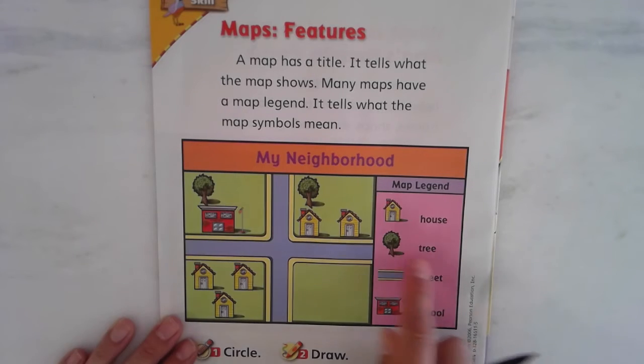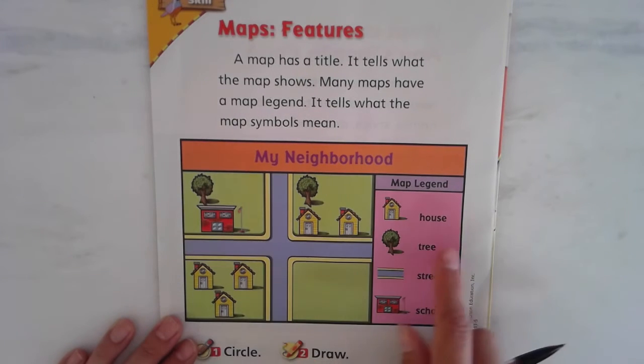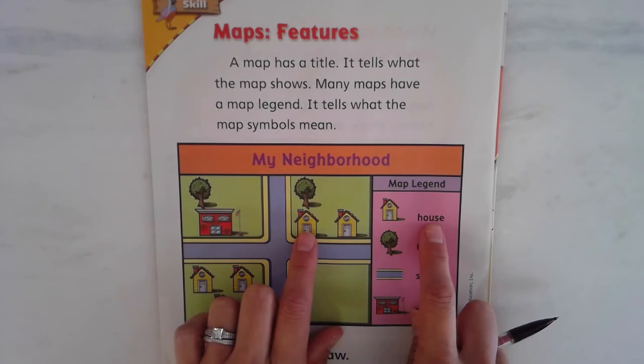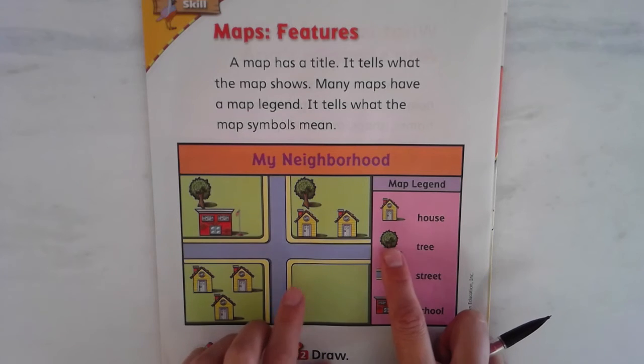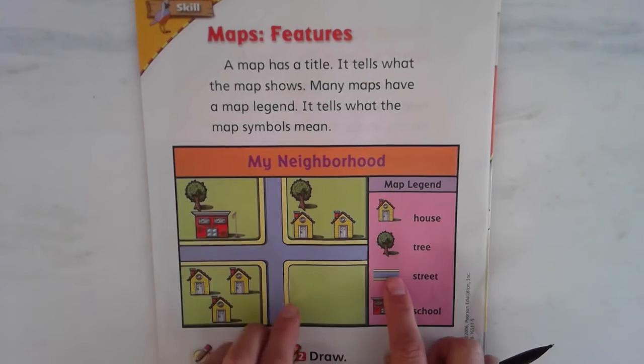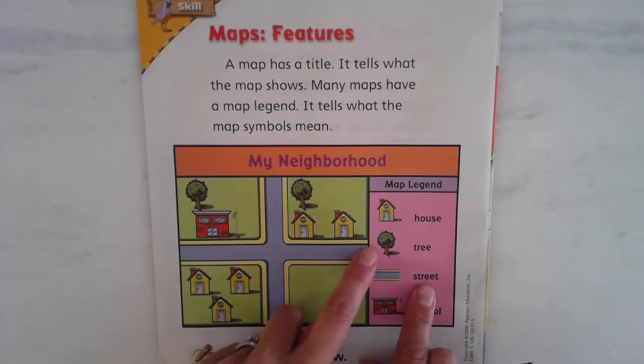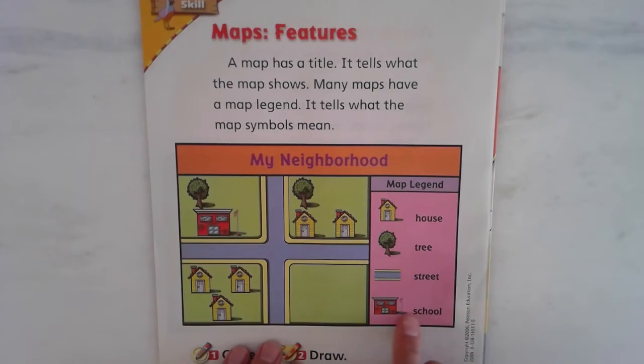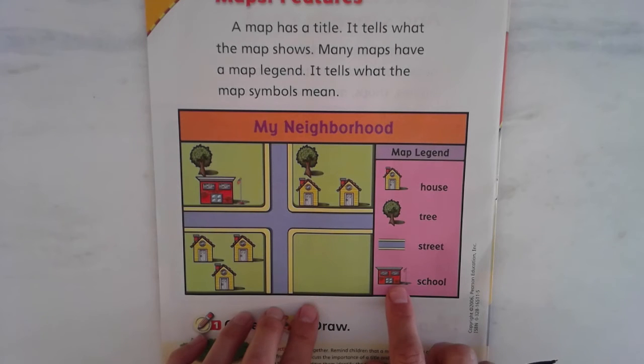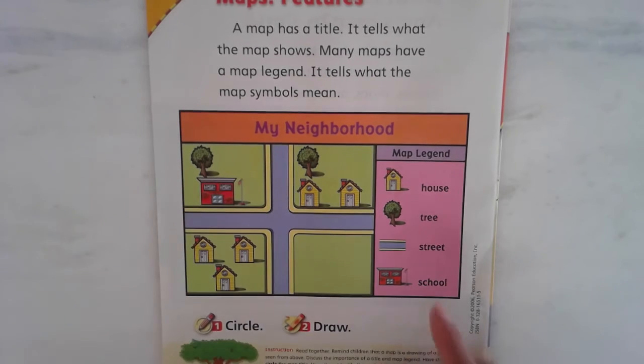And then here's the legend. It shows what the symbols mean. The yellow house is a house. This is a tree. This line, the gray line with the yellow, is a street. So there looks like there's 2 streets. And then the red building is a school.